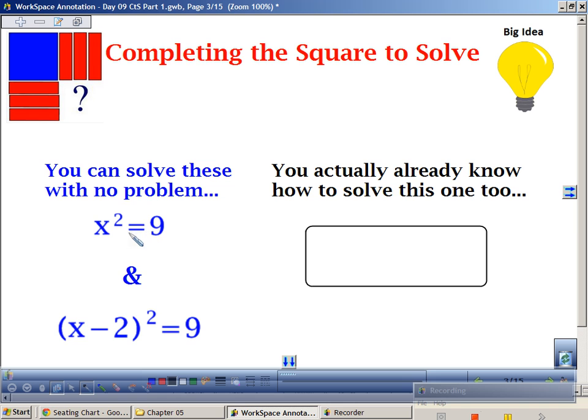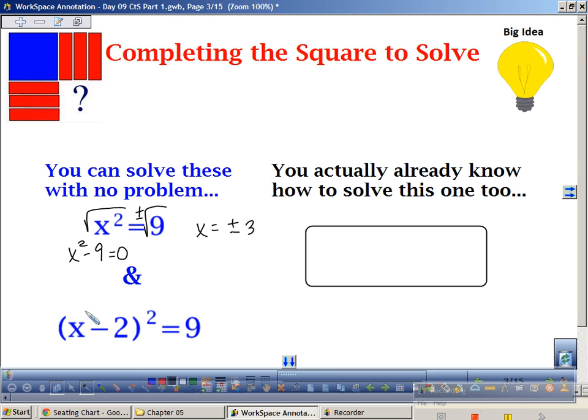Well, you could subtract. There's a couple different ways to do it, right? I heard subtract 9, then it would be x squared minus 9 equals 0. Then you'd have the difference of two squares. What's another way to do it? Take the square root of both sides, plus or minus. So I would have x equals plus or minus 3.